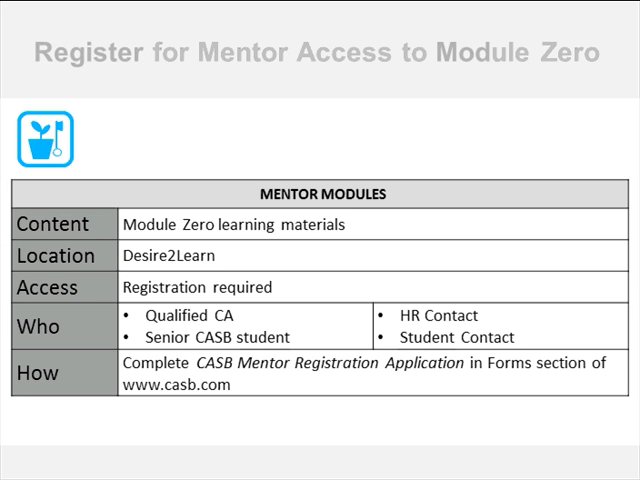Obviously, that's something that only candidates would require. If you're not already a registered CASB mentor, then you will need to register to get access to the module. Mentors who are qualified CAs or CASB students who are more senior to the candidates they're mentoring can register. You can also be an HR and student contact at a training office, and you can get access that way. You don't have to necessarily be a CA if you're one of those two official contacts. To register, you just complete the CASB mentor registration application in the forms section of the CASB website. If you're already a registered CASB mentor, you will automatically receive access to Module 0 materials.